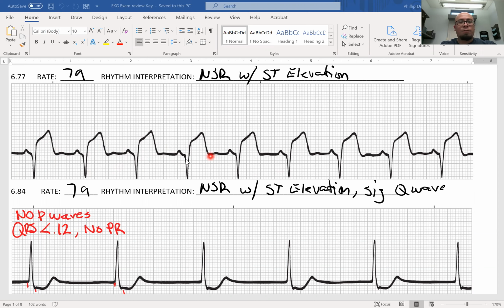Okay, you also actually have a Q wave. A Q wave is our first time that we see it in a single strip here. But again, the way we identify that, it has to be at least 1/3 of the total amplitude of the QRS complex. So here we have a rhythm of normal sinus, 79 beats per minute, with ST elevation and a significant Q wave.